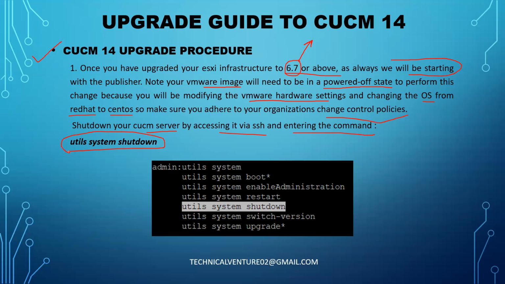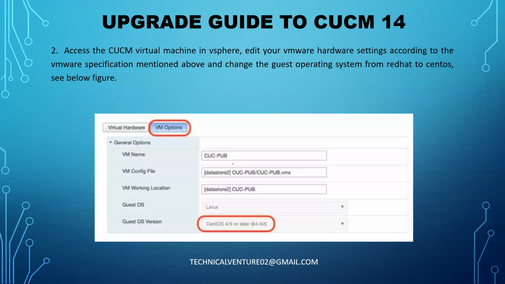If you don't know the full command, you can go to the CLI page. You can put utils system, or maybe you can just do a question mark there. Once you do a question mark, you will see all these commands. You need to do this command, utils system shutdown. Once you do it, it will ask you for a yes, no, and all the things. Then your system will be shut down.